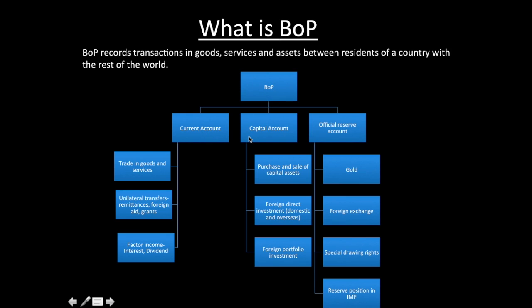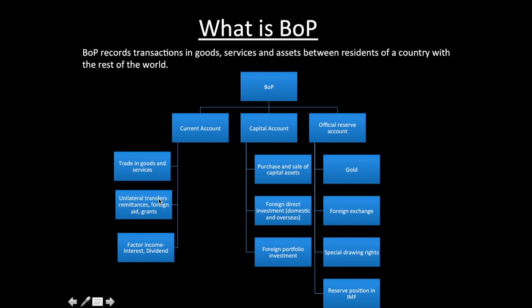Balance of payment has three major components, which are current account, capital account, and official reserve account. Now these three components have subcomponents. Let's look at them. Current account has a major component which is called trade in goods and services. This is export as well as import of goods and services. Second is unilateral transfers: remittances, foreign aid, grants. We will talk about this in detail in further slides.